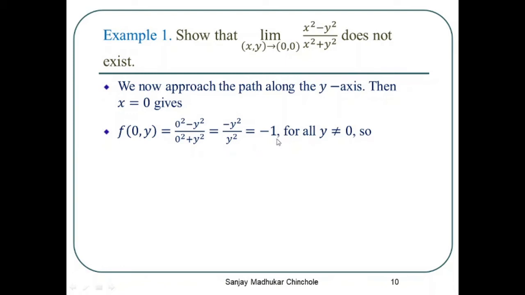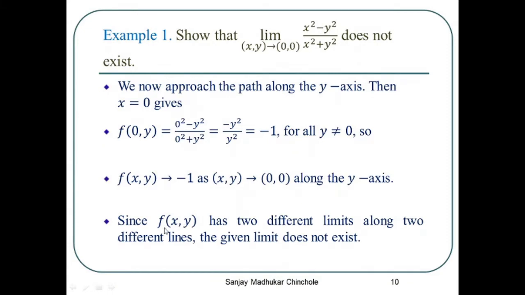That means f(0, y) is equal to minus 1, and if we take the limiting process as y tends to 0, this minus 1 remains as it is. So we can say that f(x, y) tends to minus 1 as (x, y) tends to (0, 0) along the y-axis.